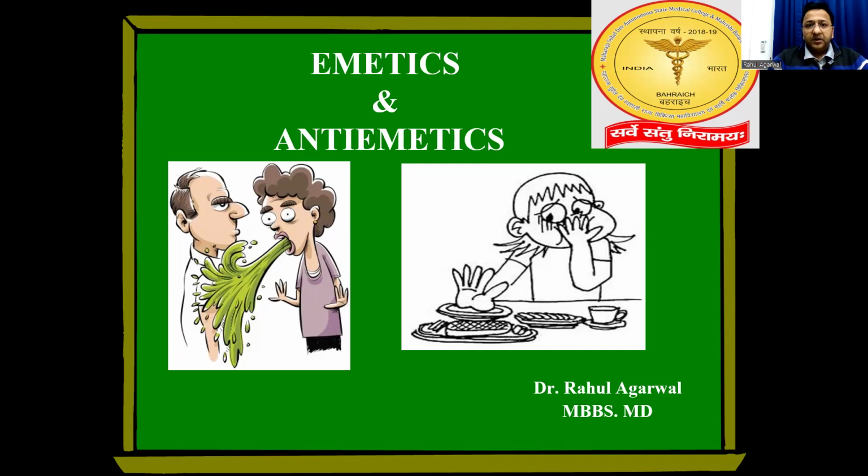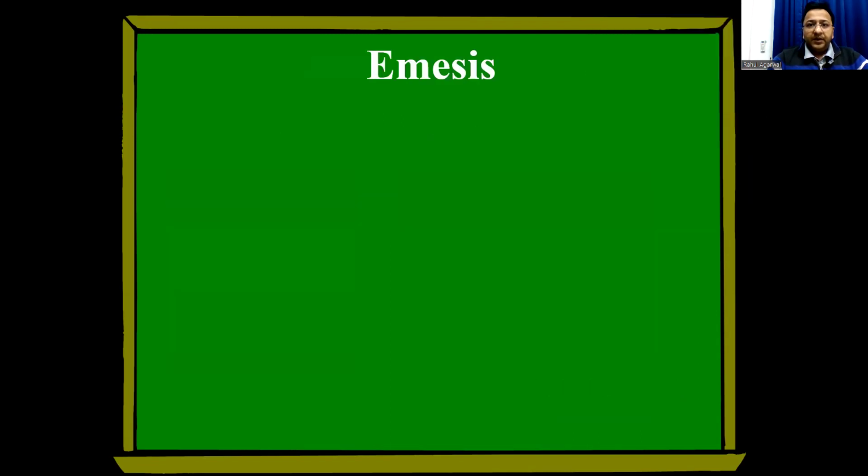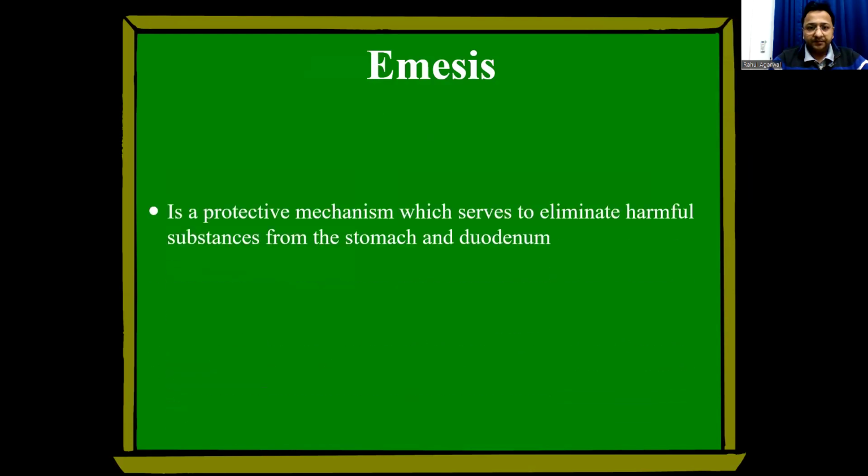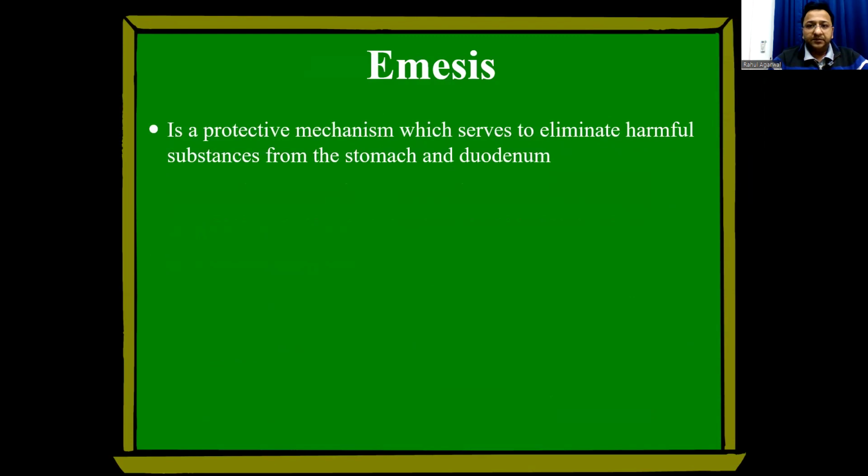So with this background, we will now first see the emetics. Emesis means vomiting. It is a protective mechanism. This emesis is required to eliminate the harmful substances when ingested from the stomach and the duodenum. But remember one thing, emesis will work only when the substance has not been absorbed from your stomach or intestine. Once it is absorbed, it cannot be removed through emesis.